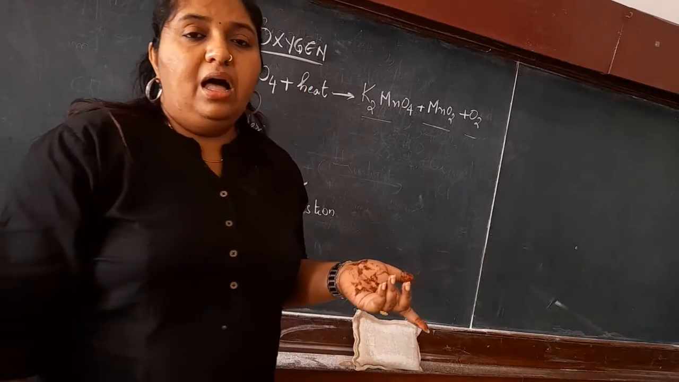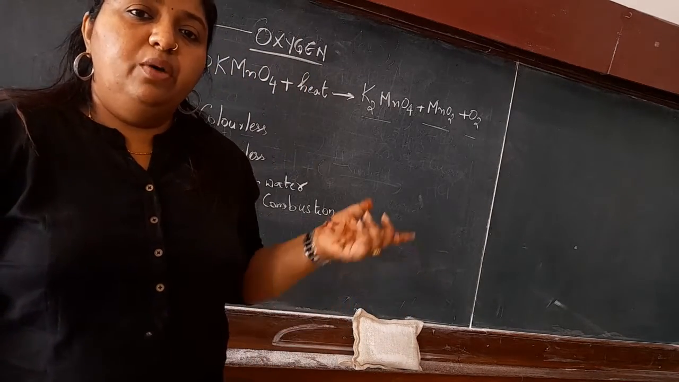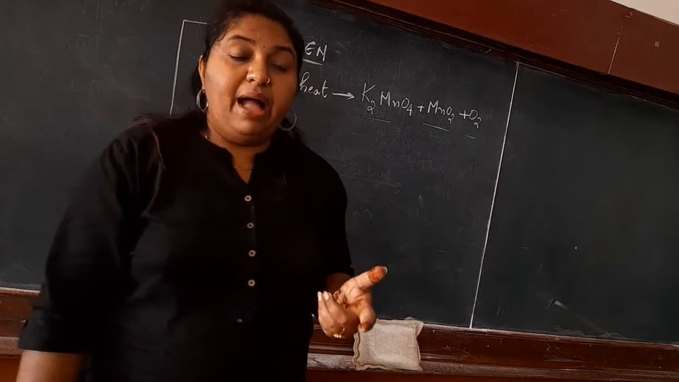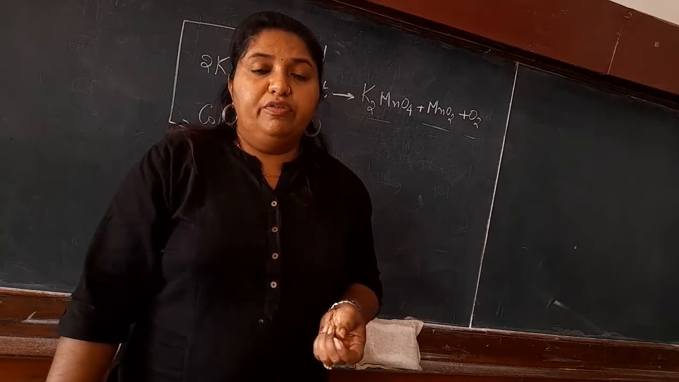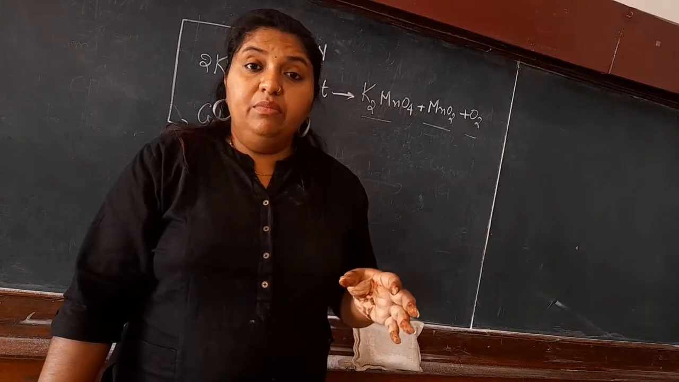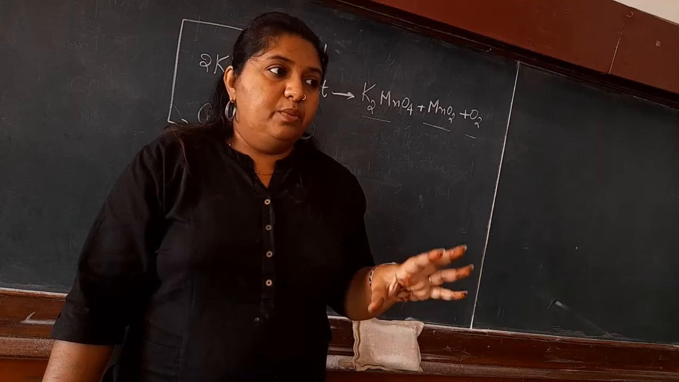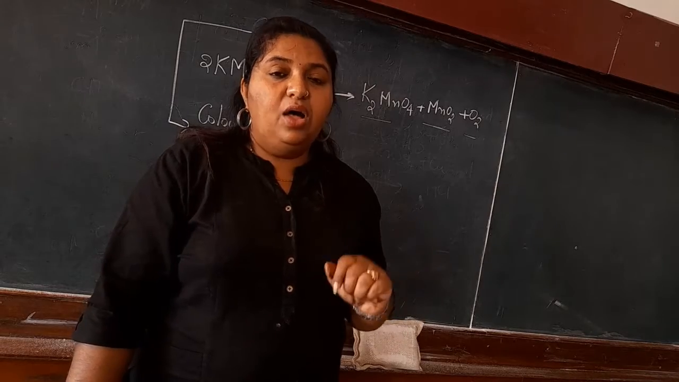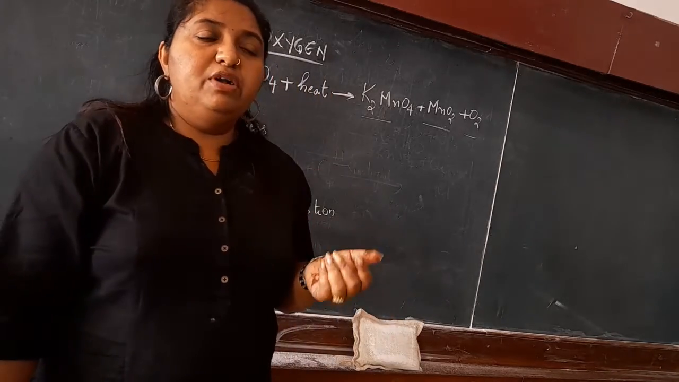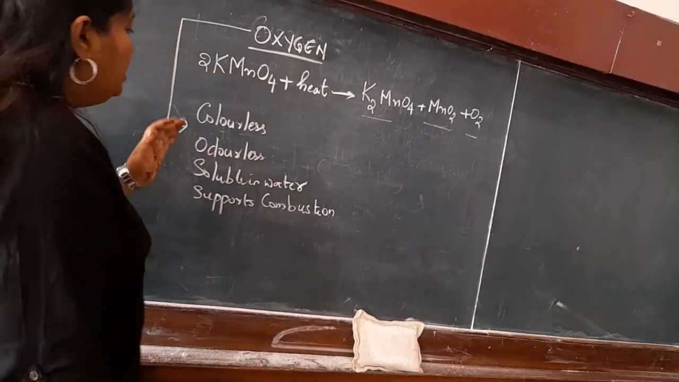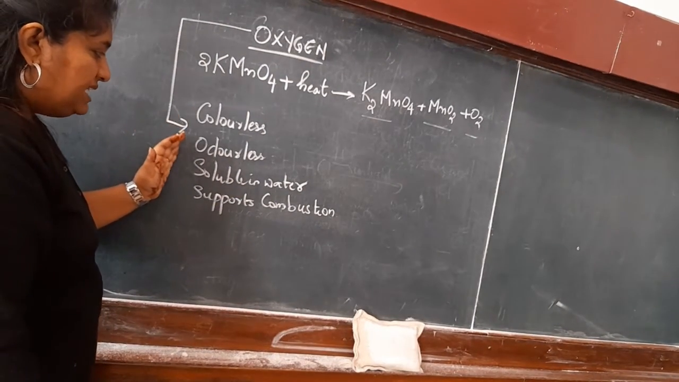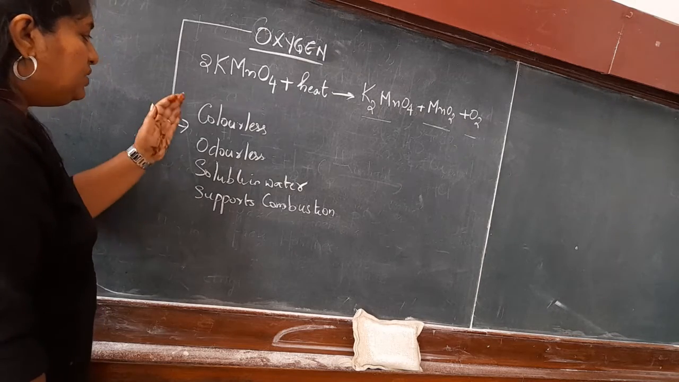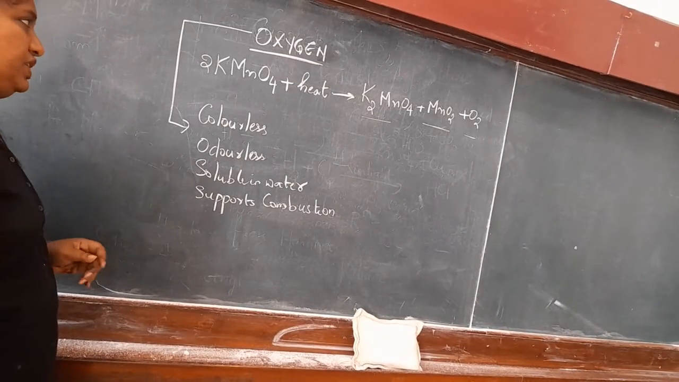Now likewise as in hydrogen, if we want to confirm whether the gas released is oxygen, show a glowing burning matchstick or a burning splinter at the mouth of the boiling tube. The flame burns brightly. So it shows that the gas is oxygen. Now some properties of oxygen: it is a colorless gas, odorless gas, sparingly soluble in water, supports combustion. Okay, so these are the major properties of oxygen.